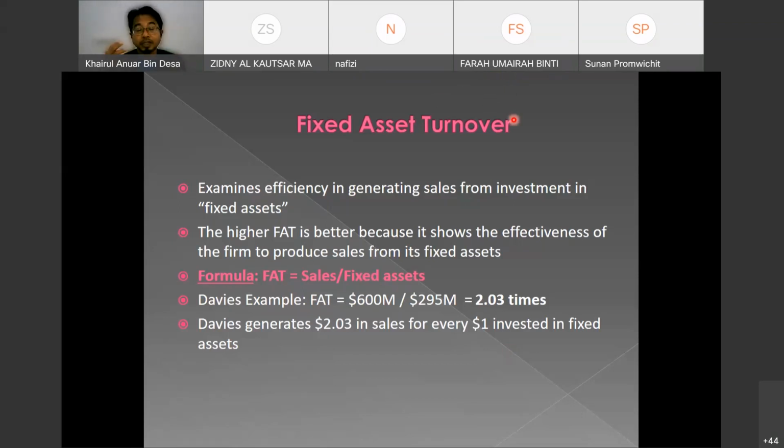Ya, kita akan menggunakan comparison and also the benchmark. That's why you kena faham kenapa saya minta you all download 5 tahun annual report, so that you can compare year by year. We cannot say 2.03 time ini sudah cukup bagus without comparison year by year or compare with the benchmark.